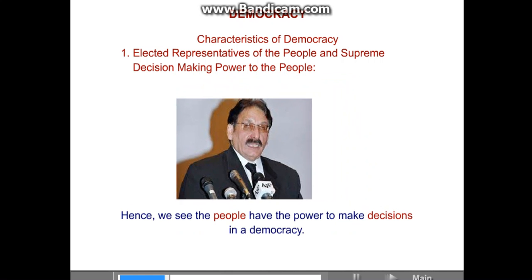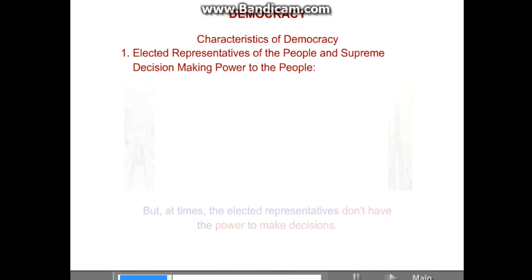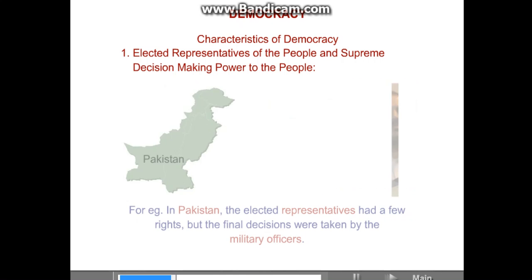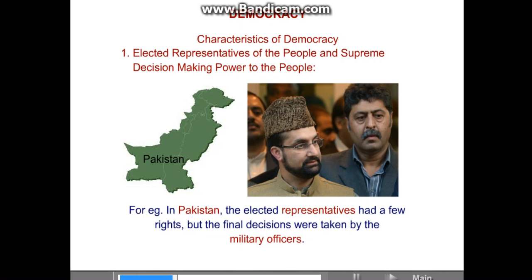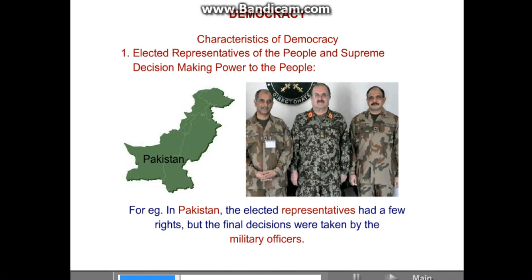Hence, we see that the people have the power to make decisions in a democracy, but at times the elected representatives do not have the power to make decisions. For example, in Pakistan, the elected representatives had a few rights, but the final decisions were taken by the military officers.